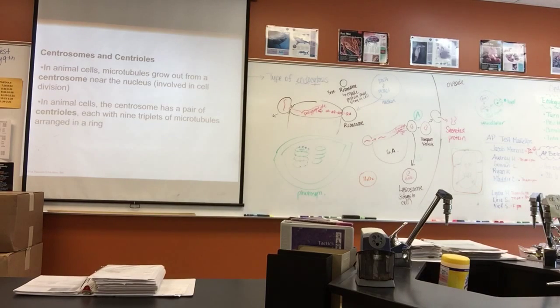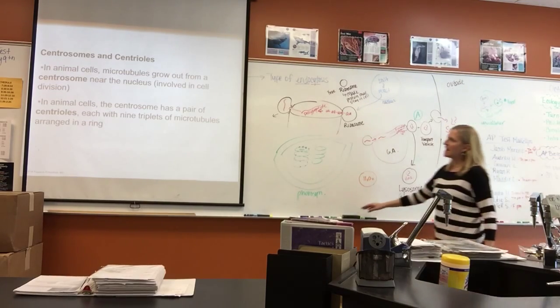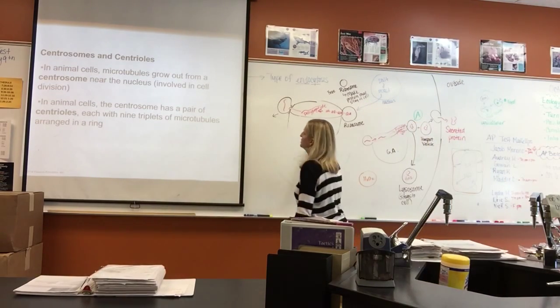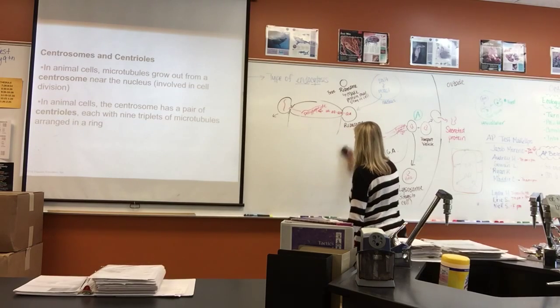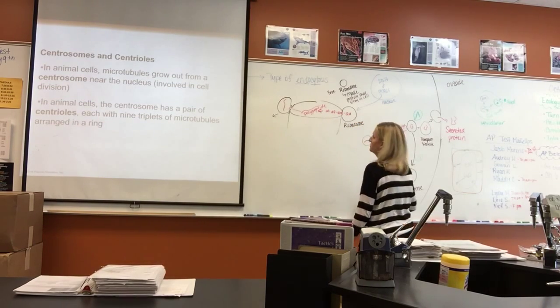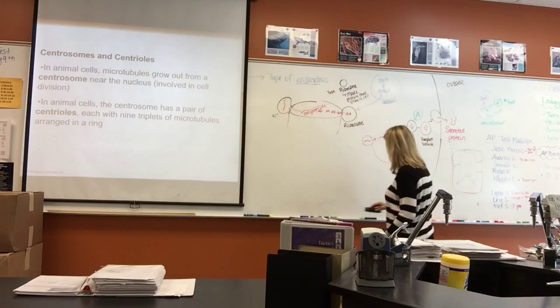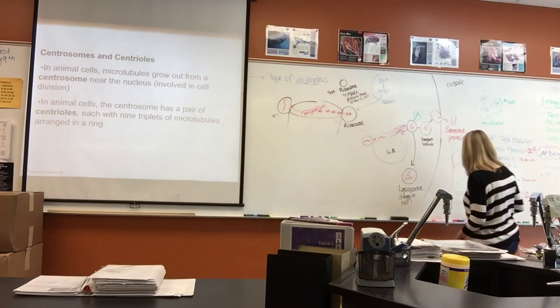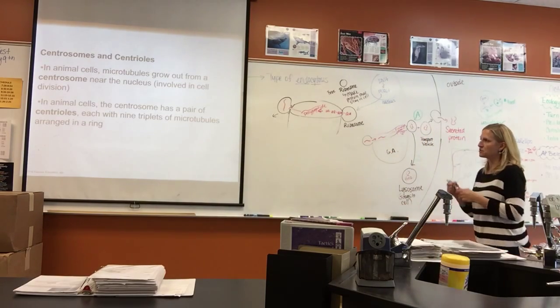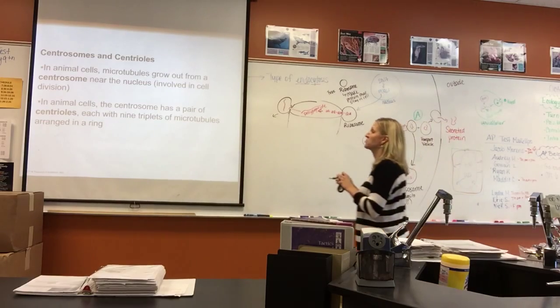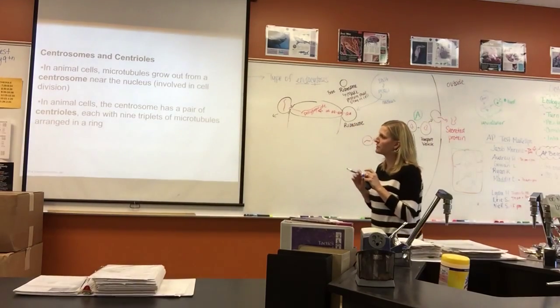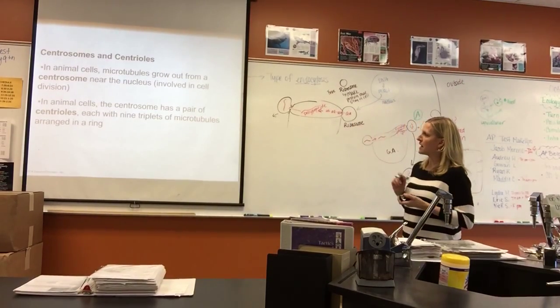And then we have centrosomes and centrioles. In animal cells, microtubules grow out from a centrosome near the nucleus. This is involved in cell division. And the centrioles are within the centrosome. There's two of them. They're also made out of microtubules. So they look like this.